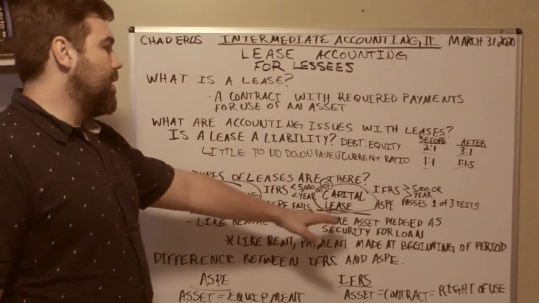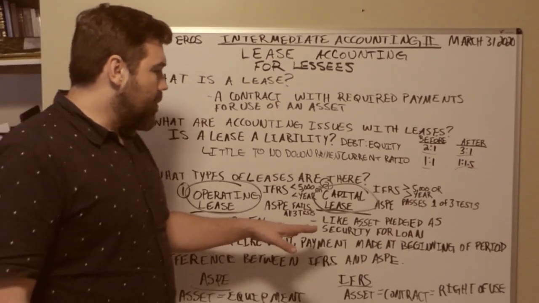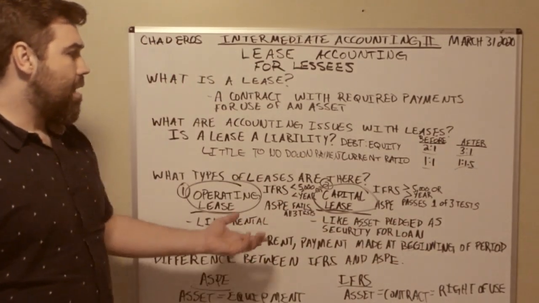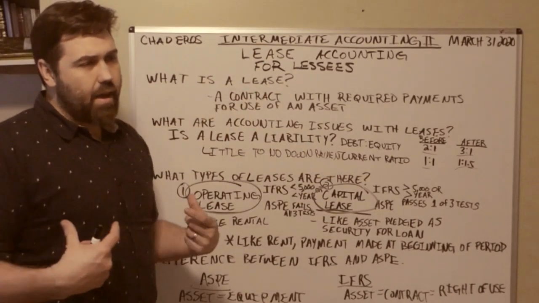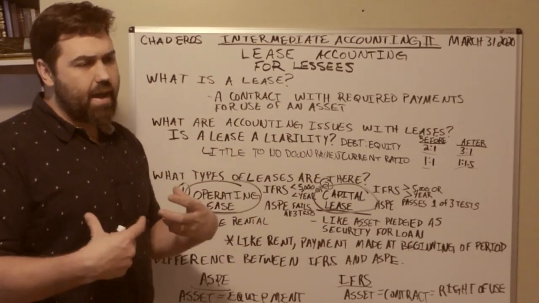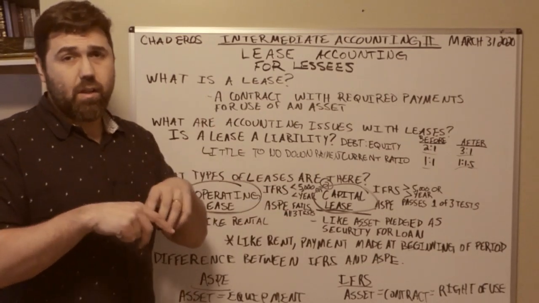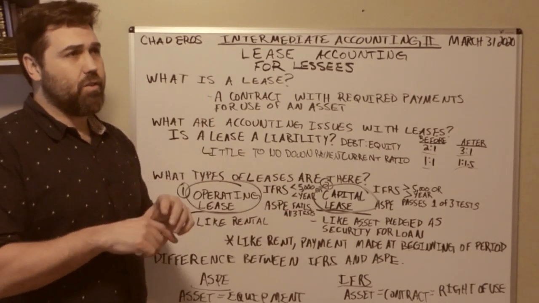Okay, and a capital lease is like an asset pledged as security for a loan. So a capital lease is, we would get the asset, we would record the asset on our balance sheet, and then we would also record the lease liability on our balance sheet.